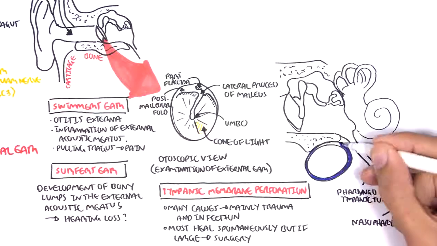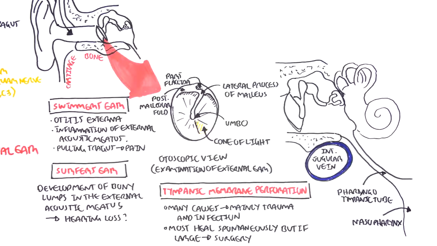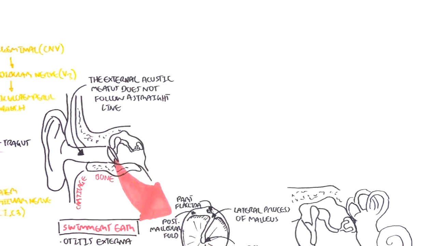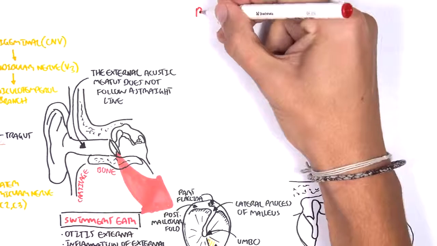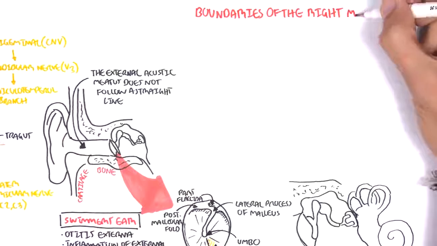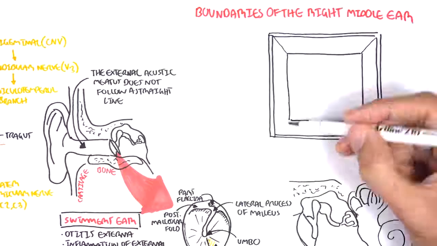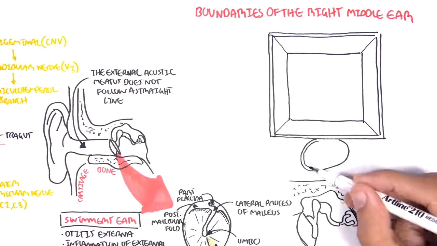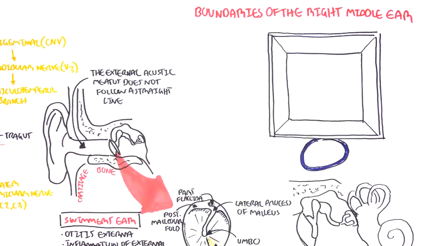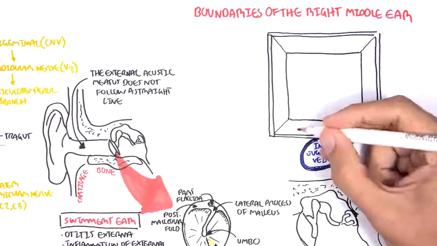Inferior to the middle ear, you can find the internal jugular vein. And this will lead us to the next topic, which are the boundaries of the middle ear. So the middle ear, I'm talking about, where the bony ossicles are. So the boundaries that make up the middle ear. And we're going to look at the right middle ear. The inferior wall of the middle ear is also known as the jugular wall or jugular floor, because this is where you can find the internal jugular vein run its course.